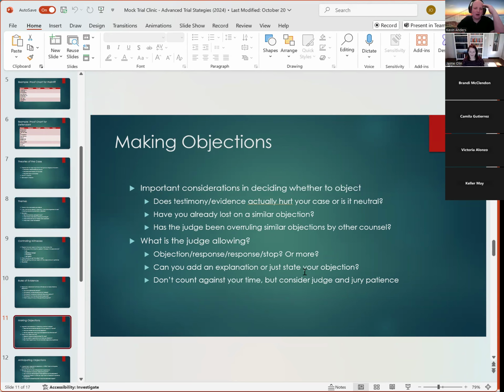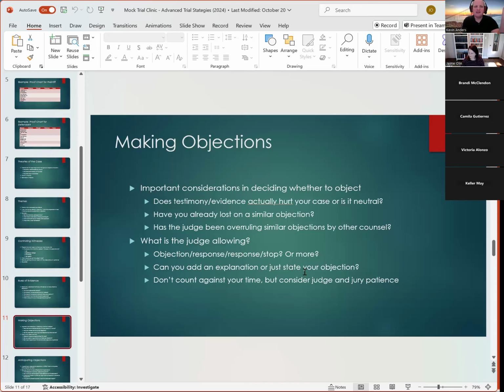Does it actually hurt your case or is it neutral? If it actually hurts your case, that's when you would start thinking about maybe I should object. If it's neutral, you really shouldn't object. Have you already lost on a similar objection? If you've already lost on it once, why would you argue it again? Why would you make that objection again?